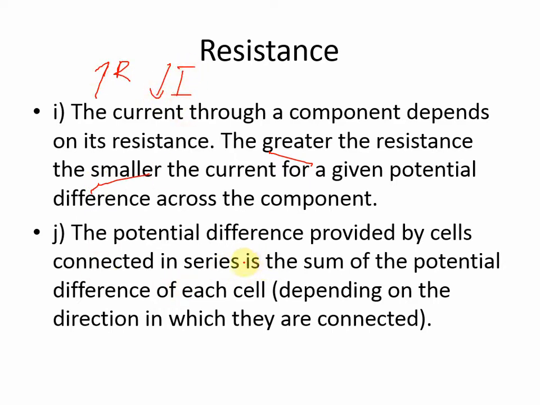Potential difference provided by cells in series is the sum of the potential difference of each cell. So in other words, if I've got two cells and both of those are 2 volts, then if they're connected together, that would provide 4 volts to the entire circuit. If they were the wrong way around, like this, and that was 2 volts, and that was 2 volts, that would provide 0. If I then add another one of 2 volts, that would provide only 2 volts, because those two cancel out.